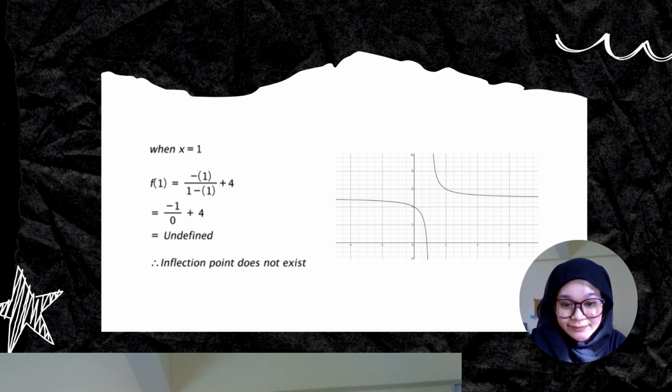Given a function f(x) equal to negative x over 1 minus x. We need to find the x and y-intercept. For x-intercept, just take the equation equal to 0. We will get 4 over 5. For y-intercept, we will get 4.